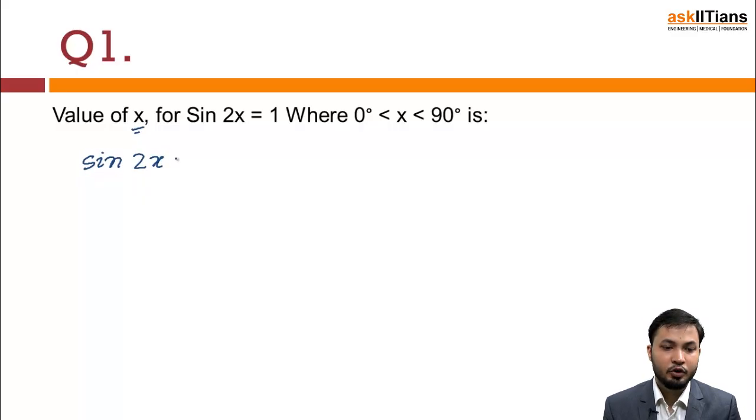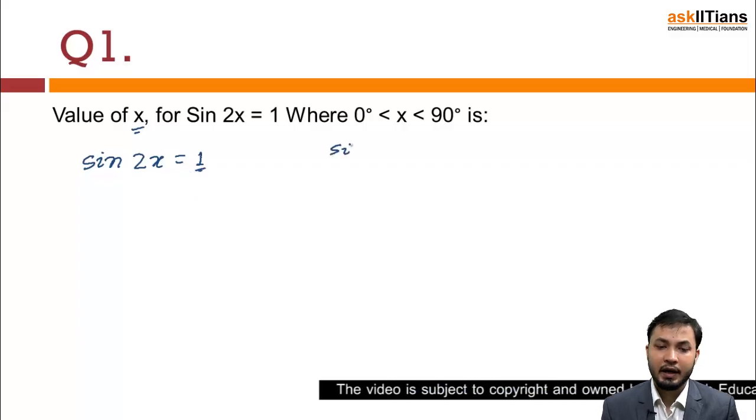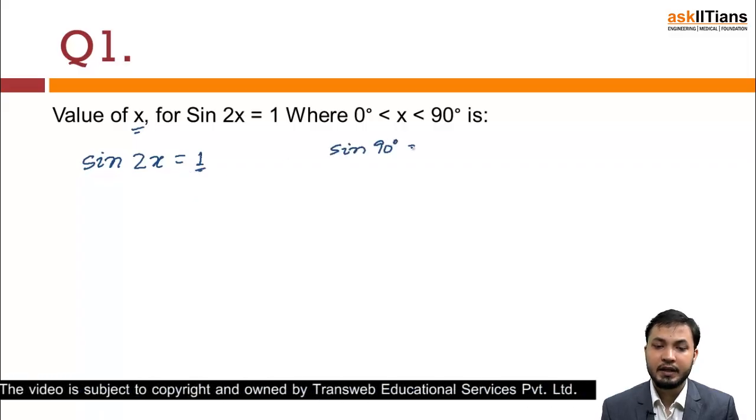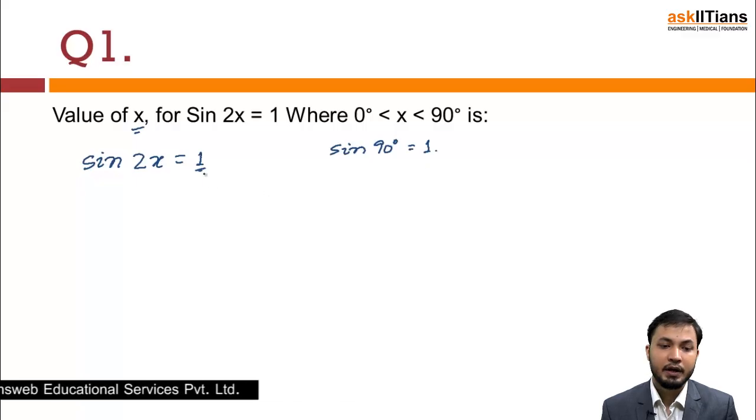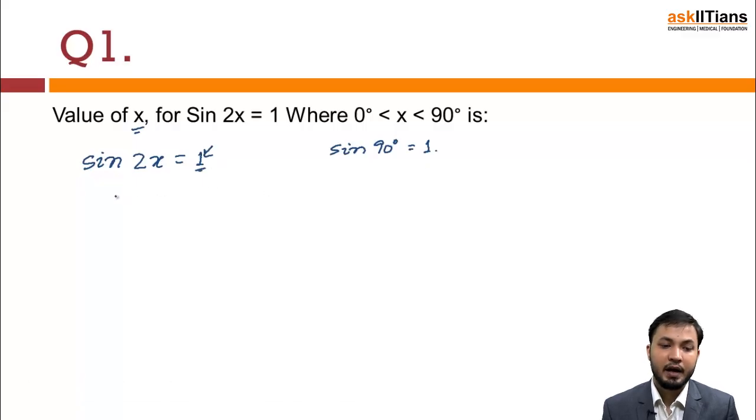Alright, so it is given to me that sine 2x is equal to 1. Now, for which value of sine do we get the answer as 1? Okay, we know that sine 90 degree is equal to 1, right? So, in place of this 1, I can write sine 90 degree, right? So, if I compare both the left hand side and the right hand side, I'll get sine 2x is equal to sine 90 degree, right?